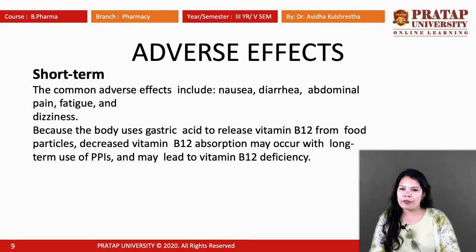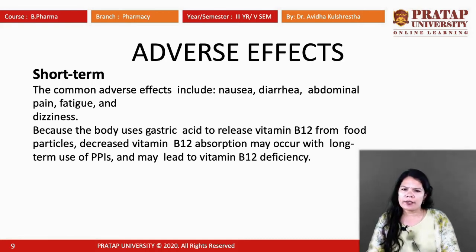What are the adverse effects? PPIs create two kinds of adverse effects: the short term or initial adverse effects, and those from long term use. The common adverse effects include nausea, diarrhea, abdominal pain, fatigue, and dizziness. These are very common side effects which may or may not occur, because the biological or morphological makeup varies from person to person.